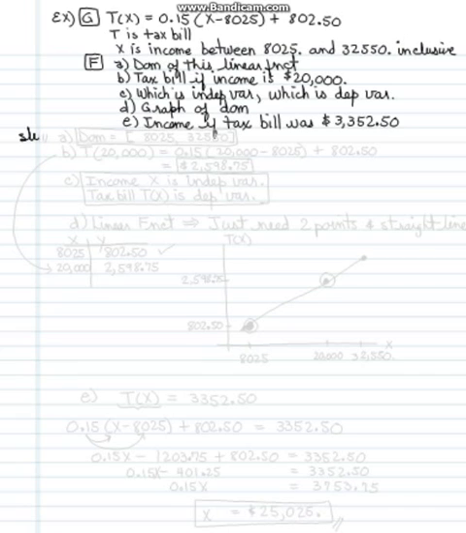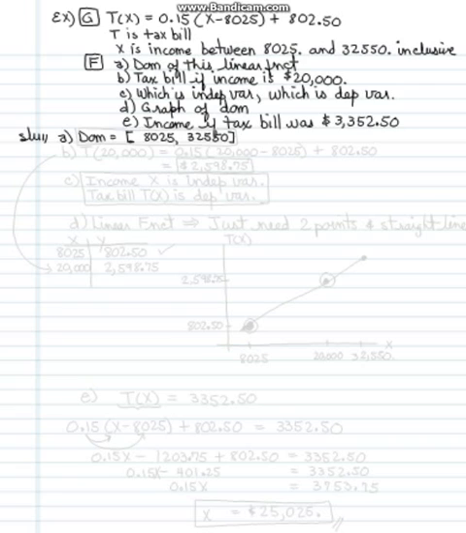Okay, here's my solution. Part A, the domain is equal to, I'll write it in interval notation. Well, they told me in the given information that X is income between 8025 and 32550 inclusive, so I'm going to include the smallest value with a closed bracket, 8025, comma, and then write the largest value, 32550, and then put a closed bracket because we're including.